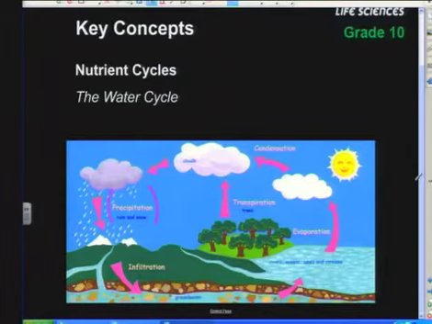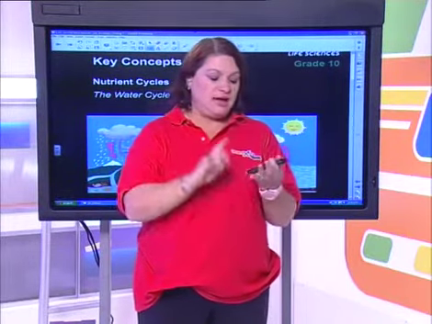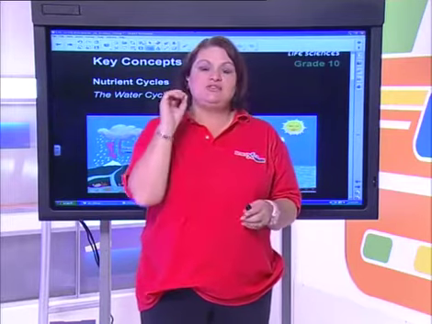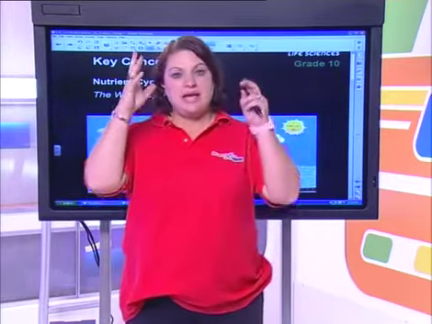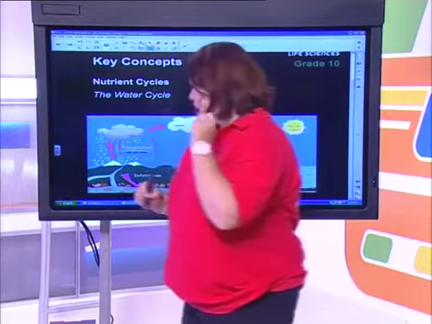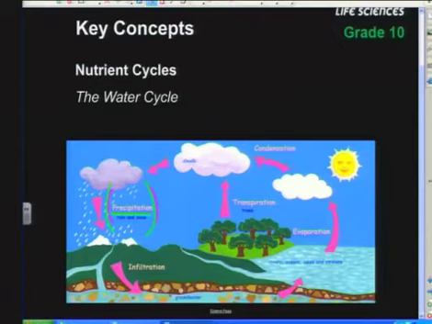Now, precipitation, let me go green, I think that's better. Precipitation means water in whatever form coming down to the earth. It can be rain, snow, hail, sleet. It's rain in its different forms coming down to the earth. When it comes down to the earth, a few things can happen. One thing is infiltration.